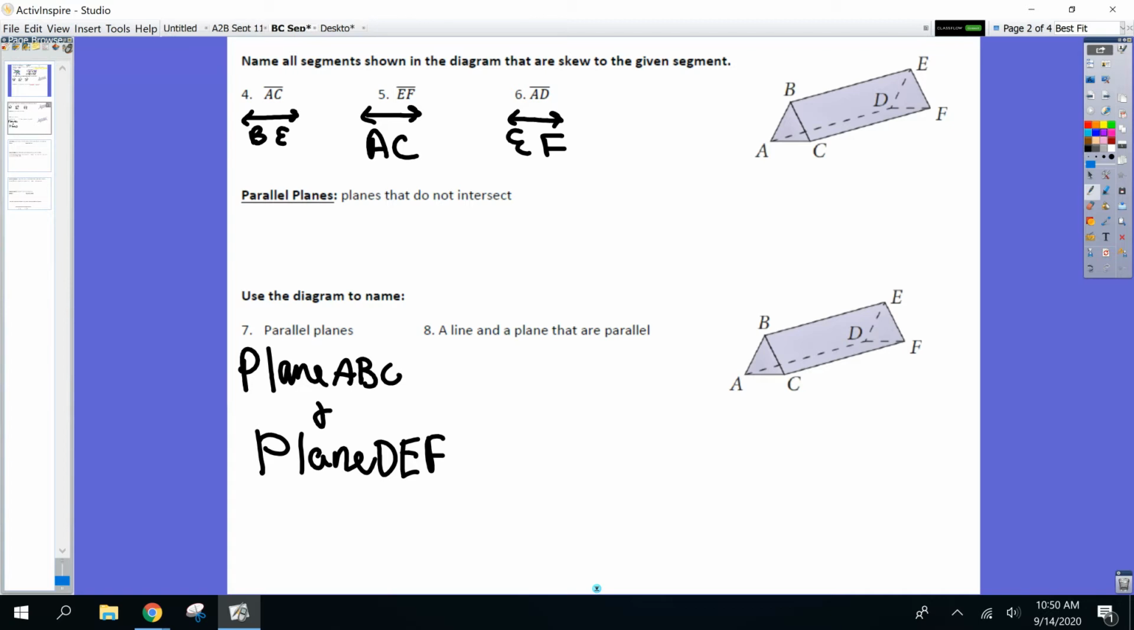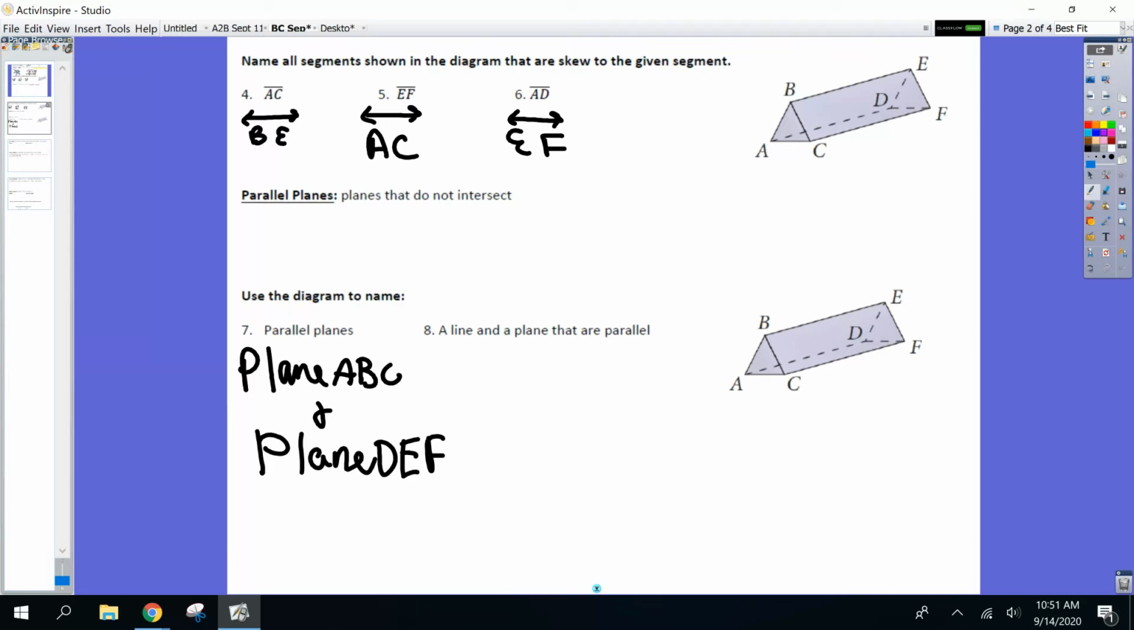A line and a plane that are parallel. Ooh, that's new. I know how two lines can be parallel and two planes, but how can a line and a plane be parallel? Think you got something, Lucas? What's your plane, first of all? DEF. Okay. I got your plane's DEF, and what about your line? BC. Good. That's one. Okay.